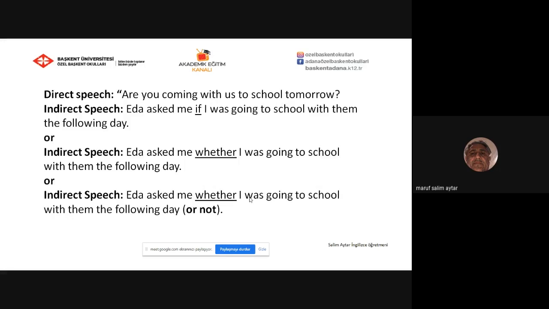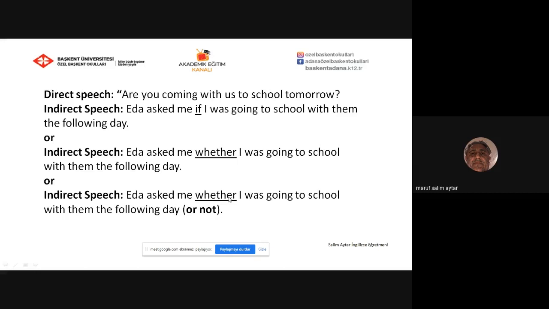Are you coming with us to school tomorrow? Ada asked me if, then the statements must be made into a normal sentence. Ada asked me if I was going to school with them the following day, as it is no more a question. Ada asked me whether I was going to school with them the following day. There is no difference in the meaning of these two linking words.